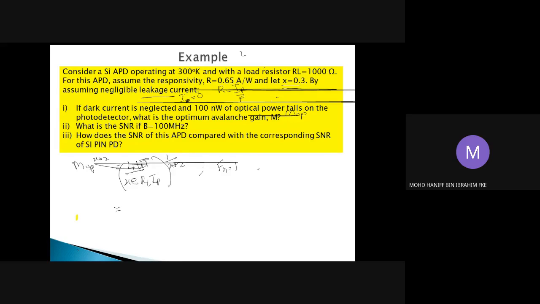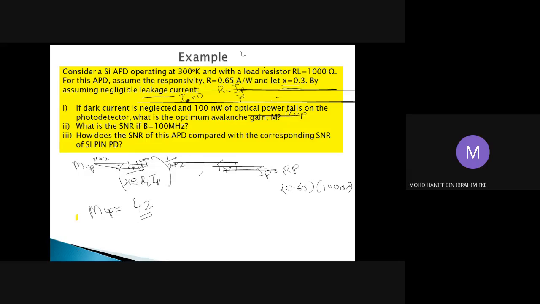So IP shall be equal to R multiplied by P, which is 0.65 multiplied by P, which is 100 nanowatt, the incident power. So that should be the IP. By substituting all of this information here, we get the optimum M value equal to 42. You can substitute all the given information in these terms here.